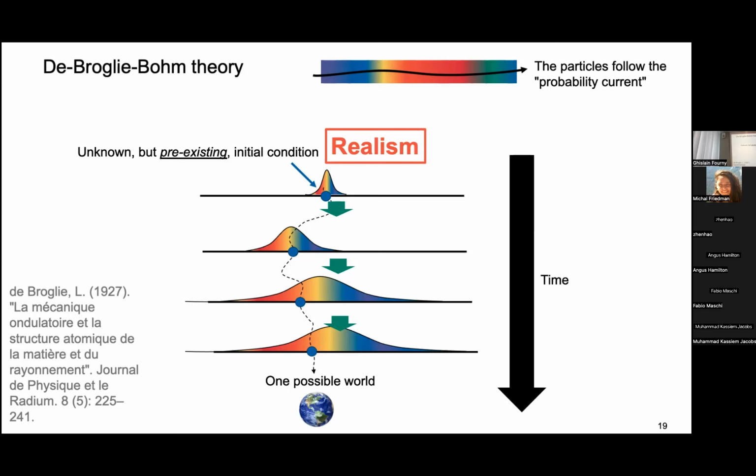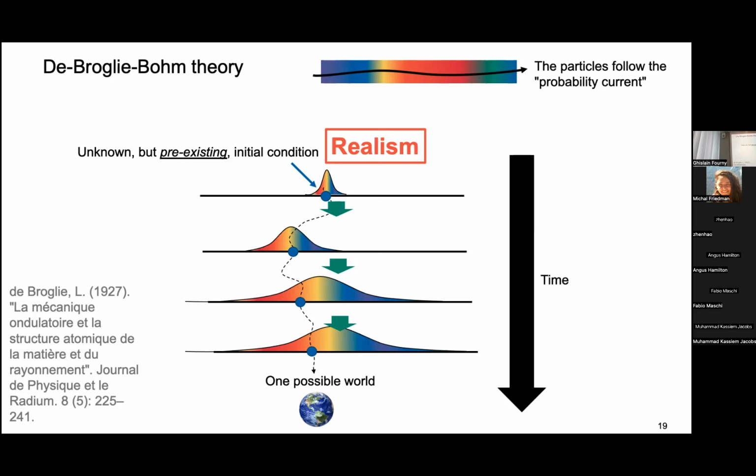But in one possible world, there is exactly one trajectory of the particle that goes all over the place following the stream of colors, right? There is one possible world. And of course, there are also all these parallel worlds in which the trajectories are different, but in every world, the trajectory is defined. And there is a pre-existing initial condition at the beginning of the universe that already encodes everything. This is called realism, right? It's already there, it's already encoding, and then the time flows.